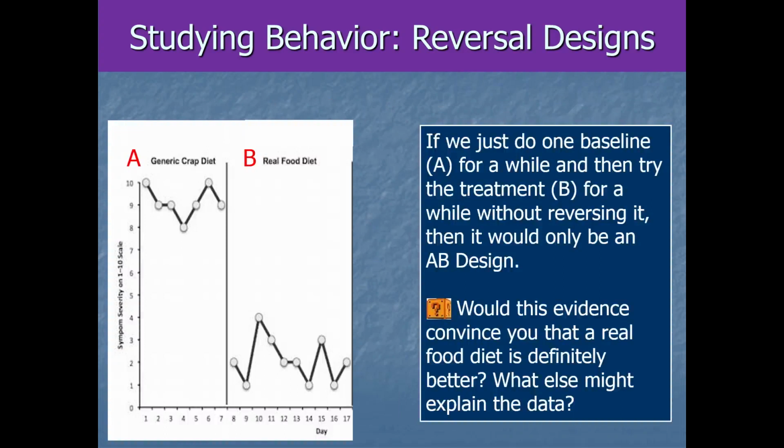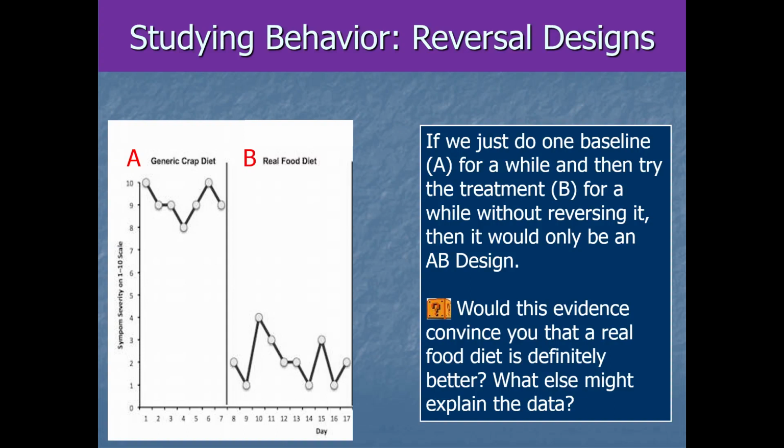So here's another example that might actually hit home if you have a friend who tries new fads or loves to give their own anecdotal evidence for things. For example, maybe your friend is fighting irritable bowel syndrome and they decide to switch from their generic crappy diet of Hot Pockets and processed foods to what they consider a real food diet, whatever that means to them. Let's say they record their IBS symptoms for a week on their usual crappy diet, and then they record their symptoms after switching to the new real food diet.